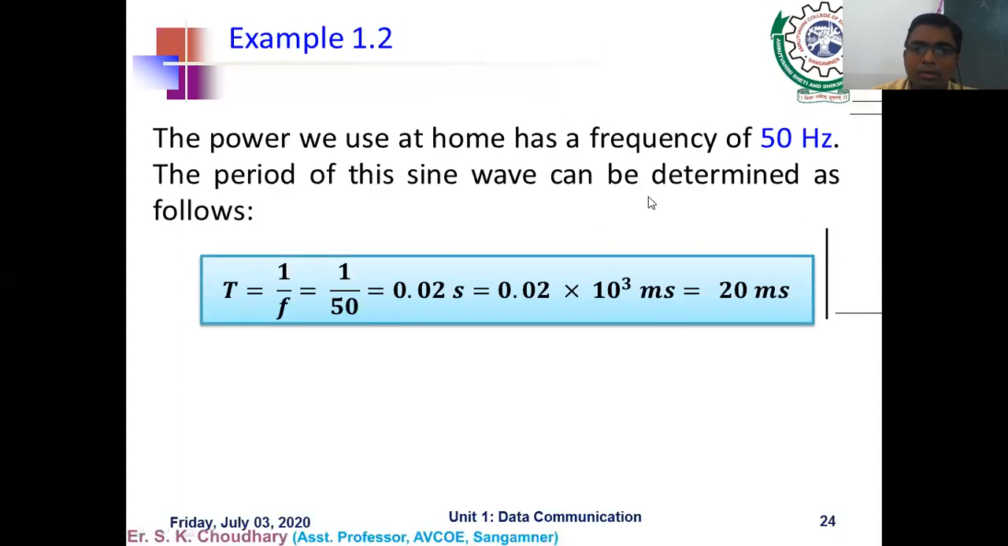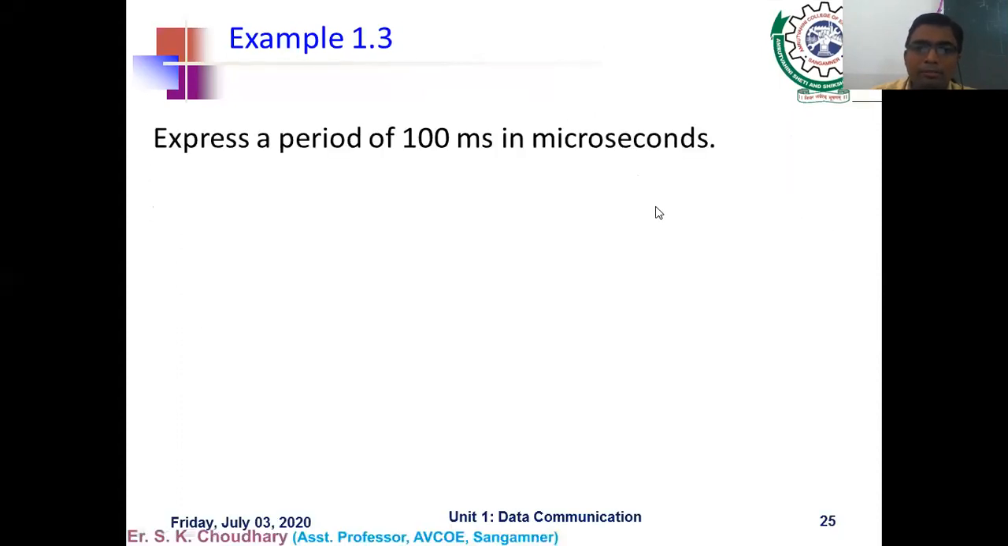Okay, we move further. Next example. Express 100 millisecond in microsecond. In 1 millisecond, there is 10 to the power minus 3 second, and 1 microsecond is 10 to the power minus 6. So how will you convert 100 millisecond into microsecond? Very simple numerical. Into 10 raised to the power minus 3. Yeah. Okay, anyone else?